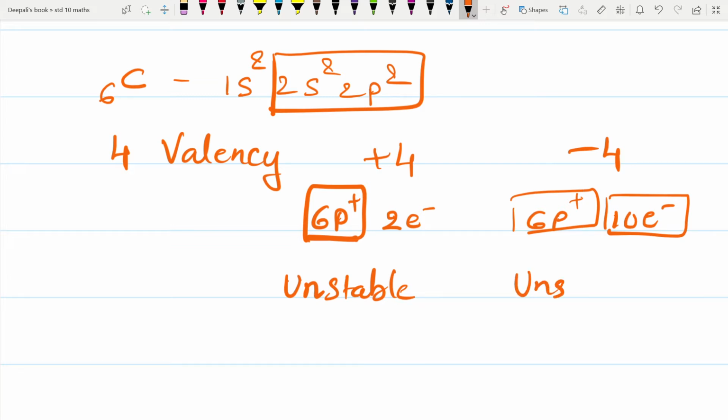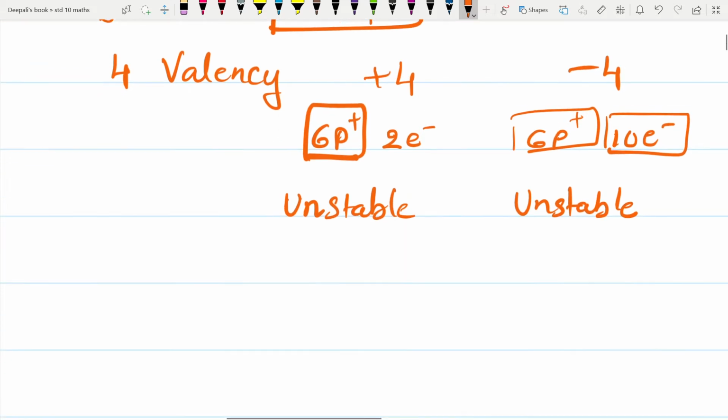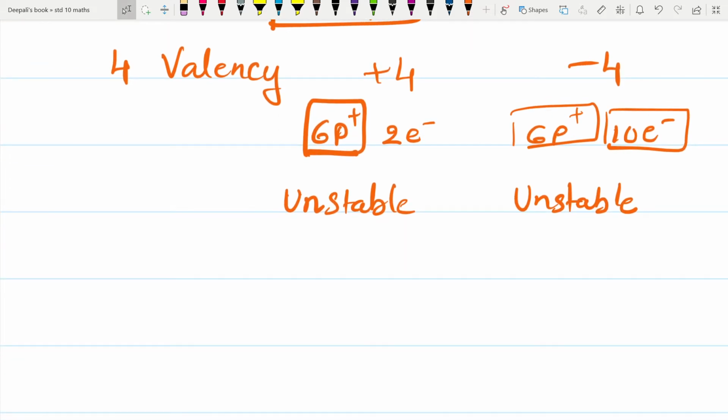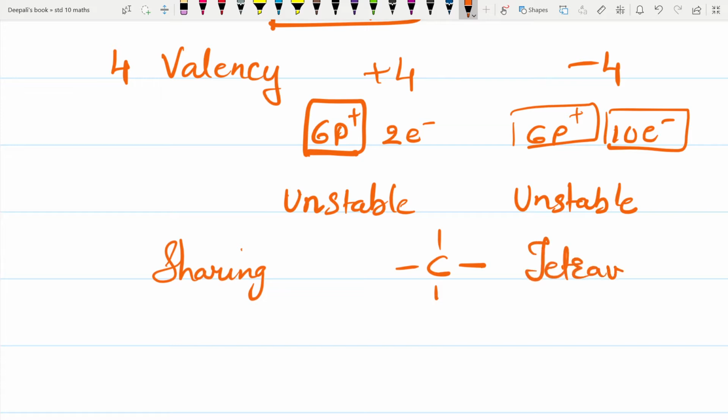So to avoid this instability, because in chemistry most of the elements try to become stable, it will do the sharing of electrons and it can form 4 covalent bonds, and so its valency is tetravalent. It is called tetravalent because it can share 4 electrons.